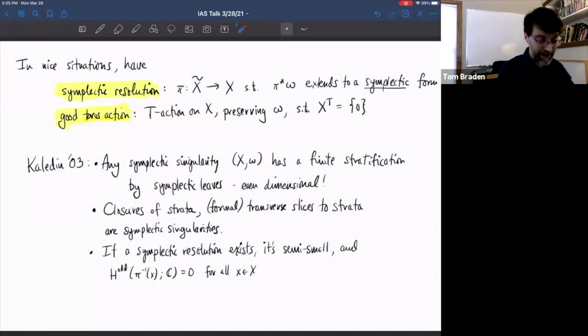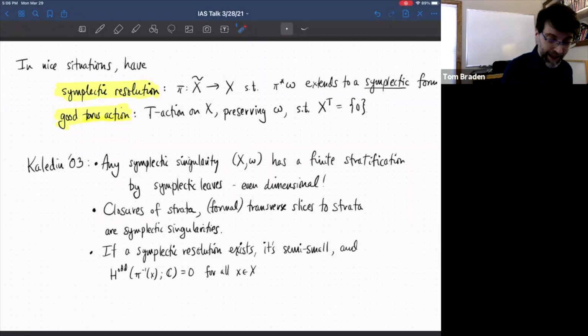And again, some of these have them and some of these don't. But all of these varieties have a lot of properties in common, and Braden wrote a spectacular paper that puts a lot of these in a very general framework. He proved that any symplectic singularity has a finite stratification by its symplectic leaves, and in particular, it has a finite stratification by even dimensional strata, which is unusual in the world of stratified algebraic varieties.